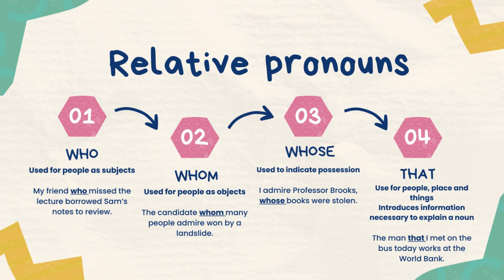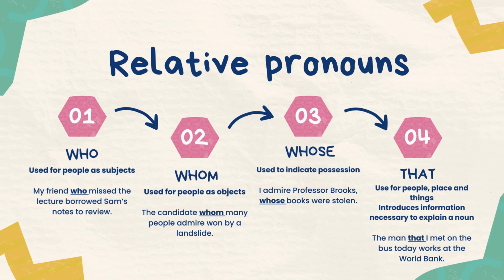Then we have whom, which we use for people as objects. An example says: the candidate whom many people admire won by a landslide. Then we have whose, which indicates possession. For example, I admire Professor Brooks, whose books were stolen.